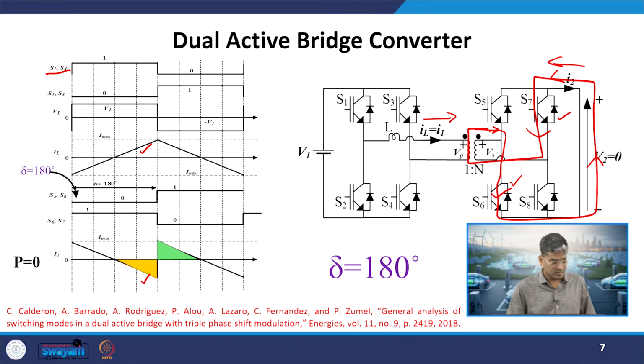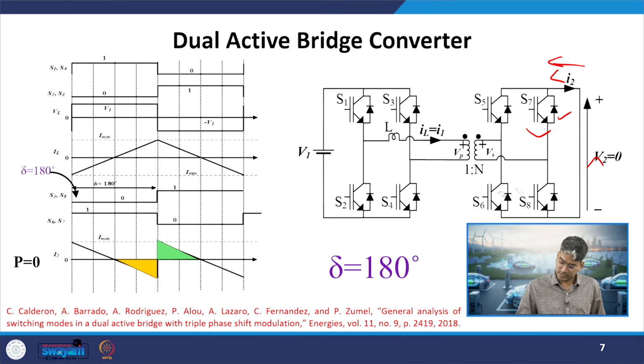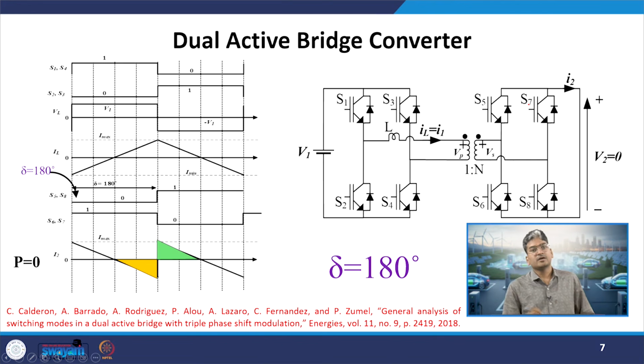Whether it is from the dot or from our conclusions, we will always see that when S5 and S8 are on, I2 and IL will have the same polarity and follow each other. When the opposite case is true, they will have reversal in the polarity.